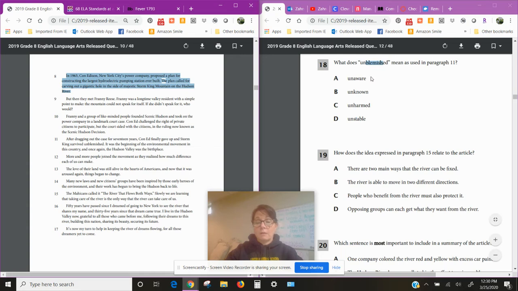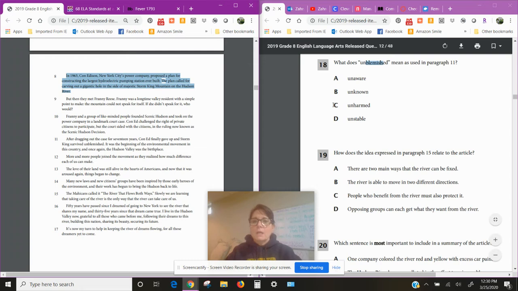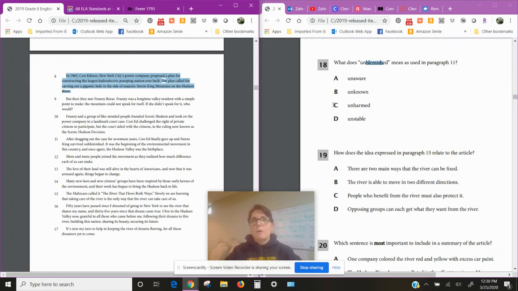Well, is it going to make the mountain unaware? No. Is it going to make the mountain unknown? I don't think so, because it's still going to be known. We're still going to know that that's Storm King Mountain. Is it going to make the mountain unharmed? Well, actually, it's going to harm the mountain. If they do this gigantic hole, okay, so C is a possibility. Is it going to make the mountain unstable? Well, it could. I mean, putting a gigantic hole in the side of a mountain could make the rocks and stuff unstable and make them fall. So we have two possible choices here, C and D.